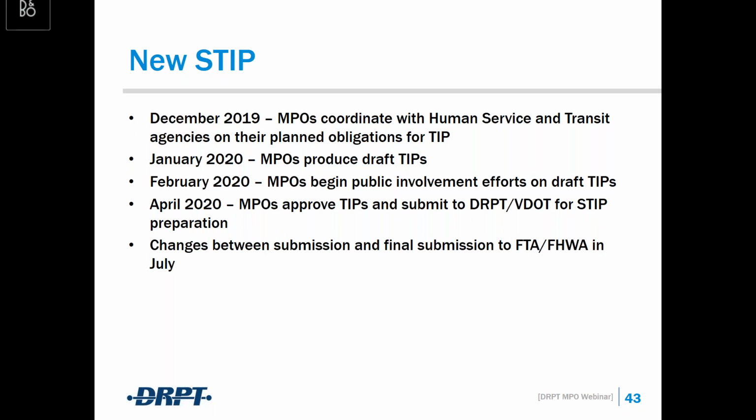That conversation should already be happening. As of December, you should be working with those agencies to develop your 4-year TIPs. In January, you should be working on those TIPs. And then by February, you're going to have to put that out for public participation. We would appreciate it if you would send your draft TIP that you put out for public involvement to me if you can, so we can start developing the 4-year STIP based on those.